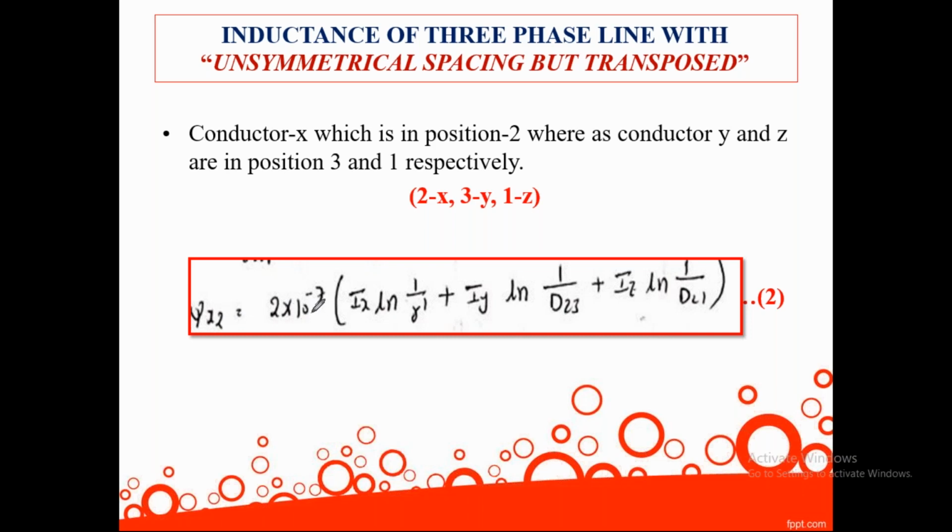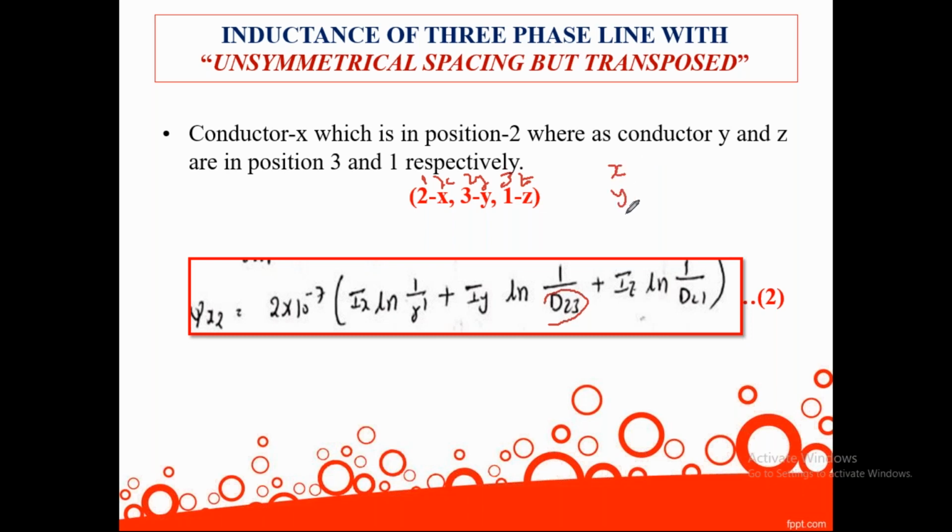2 into 10 power minus 7 Ix ln of the same self distance 1 by r dash, plus Iy ln. So what we have to do is just compare. X is in the second position, Y is in 3, and Z is in the first position, so instead of this term, you have to replace it. So for Iy, it is ln of 1 by D23.